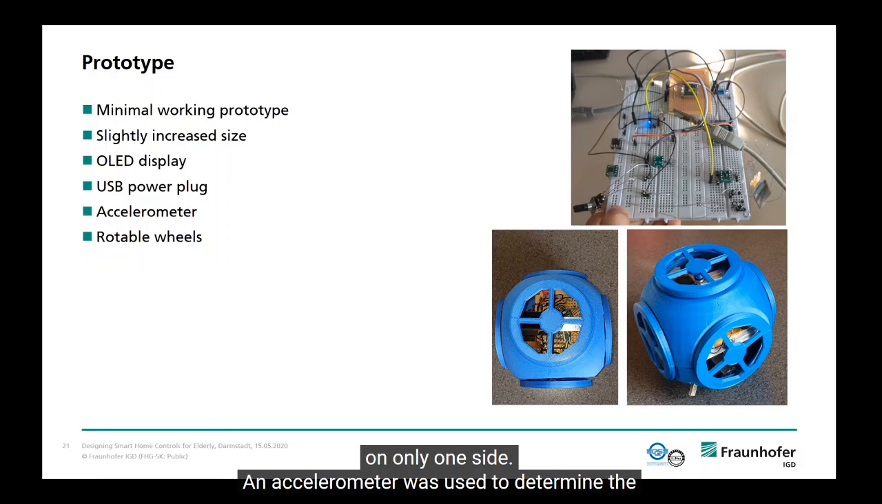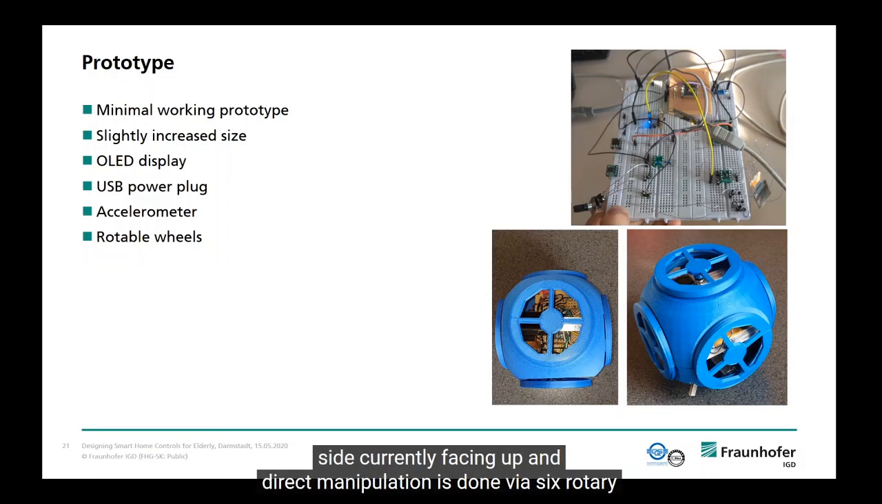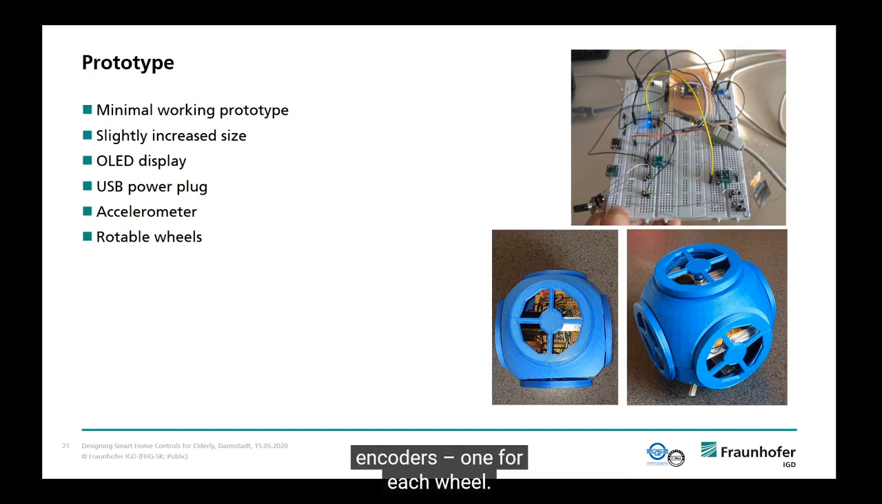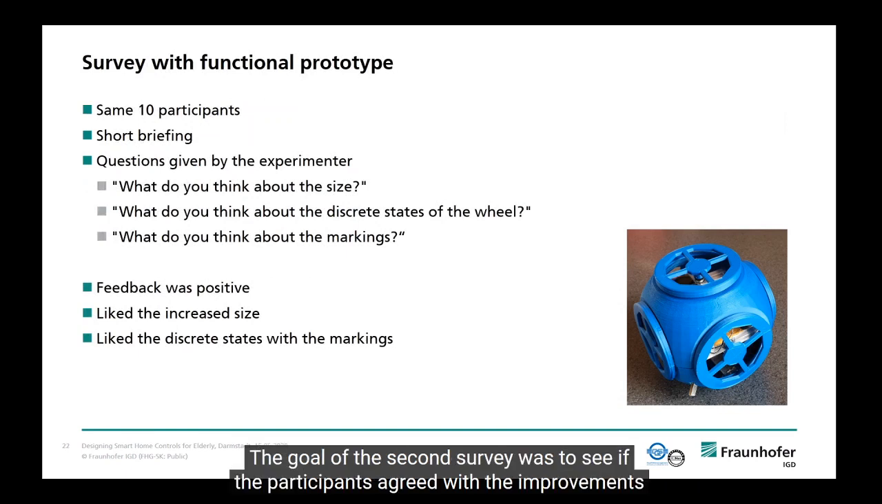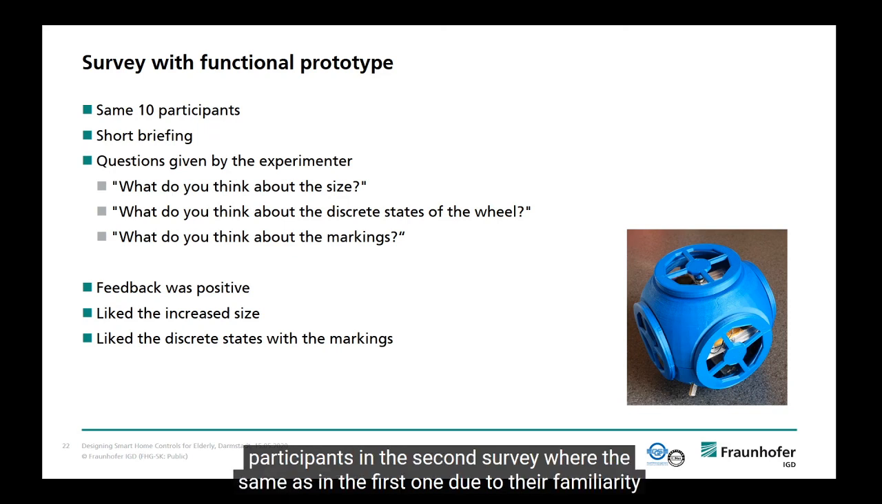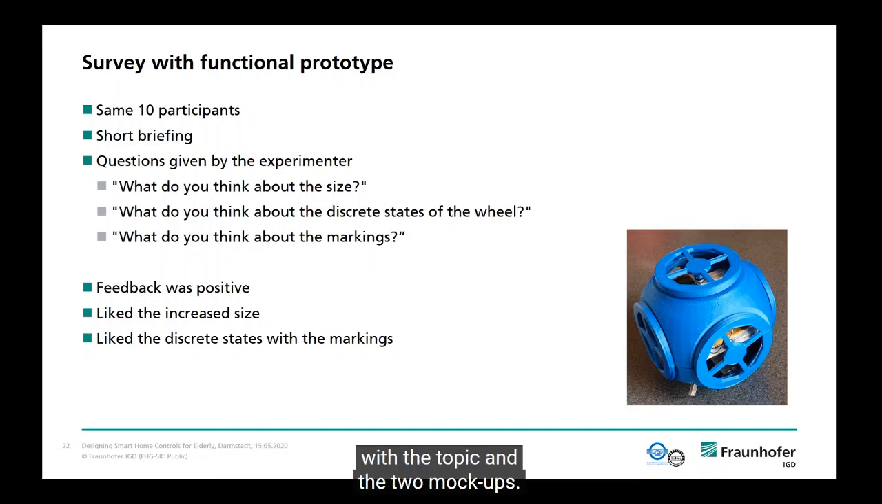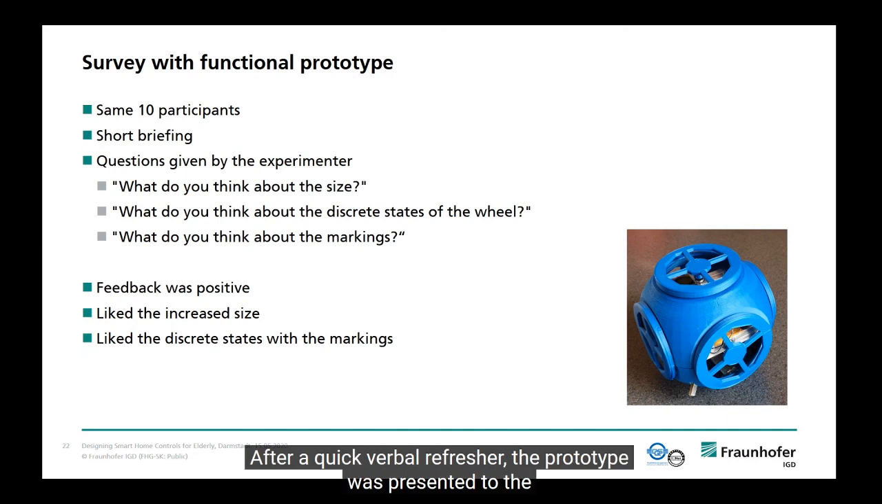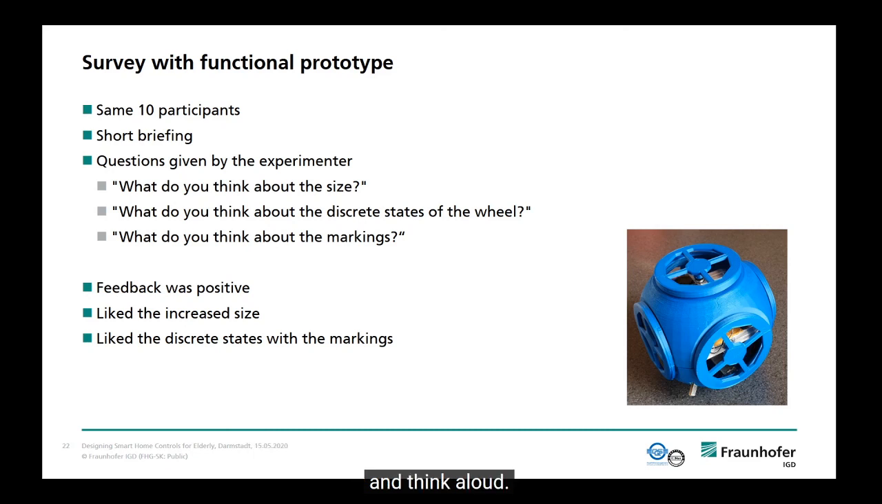An accelerometer was used to determine the side currently facing up, and direct manipulation is done via 6 rotary encoders, one for each wheel. The goal of the second survey was to see if the participants agreed with the improvements and if they liked the way the prototype can be operated. The participants in the second survey were the same as in the first due to their familiarity with the topic and the 2 mock-ups. After a quick verbal refresher, the prototype was presented to the participants. They got a short briefing on the capabilities of the prototype and were encouraged to pick it up, play around with it, and think aloud.